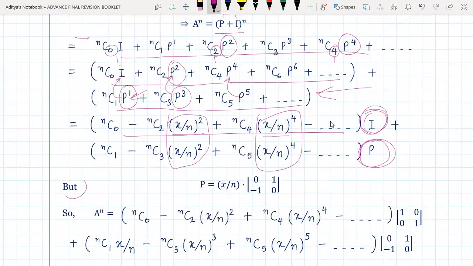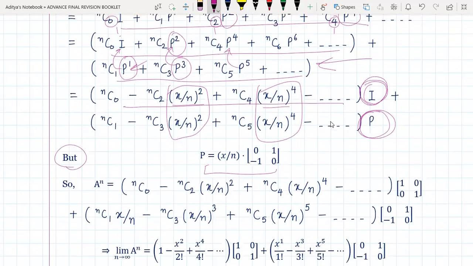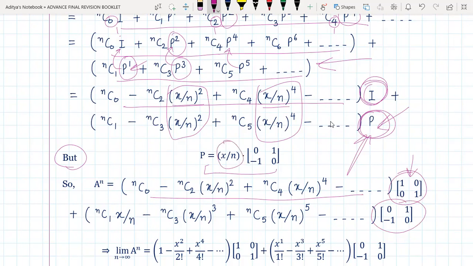We should also note that P can be written as this quantity by taking x by n common. So what we have done is we have substituted in the values now. A power n is equal to I is simply this value which we have put here. These remain as it is, and I'm also substituting in the value of P here. So here it is 1 minus 1, 1 0, 1 minus 1 0, and the x by n has been sent inside the bracket for multiplication.